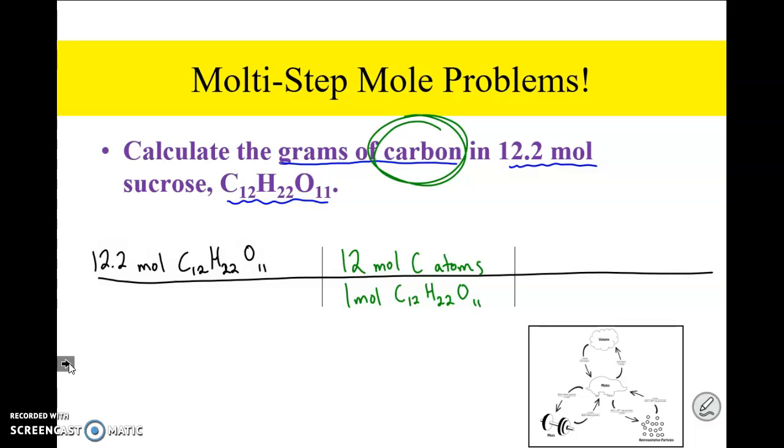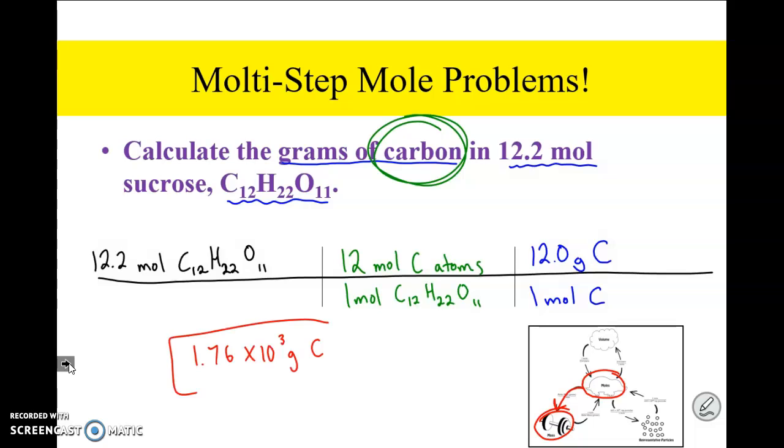And then from there, I'm going to use the molar mass. For every 1 mole of carbon, I have 12.0 grams of carbon, and this is the molar mass. So if you look at my chart, I'm starting out in moles, and I'm trying to go to grams. But first, I had to convert into carbon. Final answer, 1.76 times 10 to the third grams of carbon. Awesome.